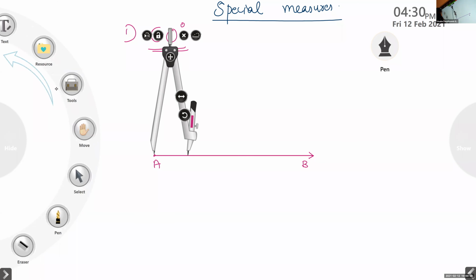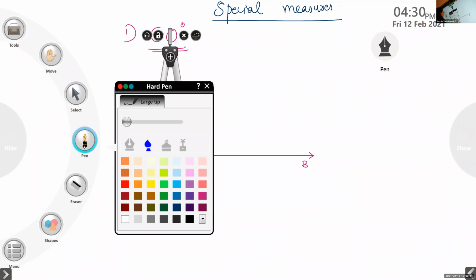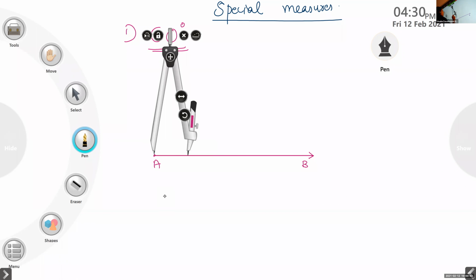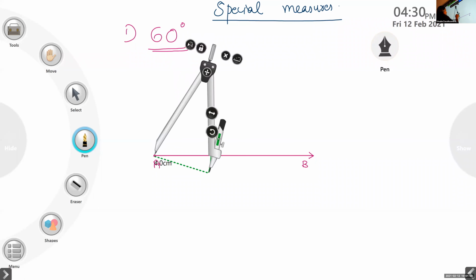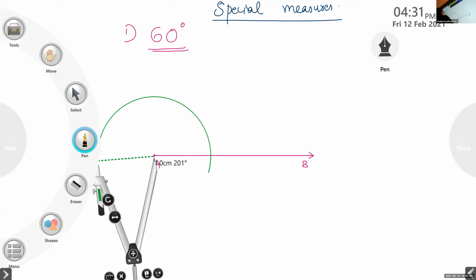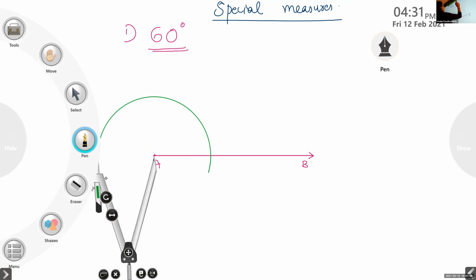Keep it at A, and we need one arc here, of any measurement. We draw one arc that should touch and cross the baseline, like this. One semicircle you can draw. Clear, children?